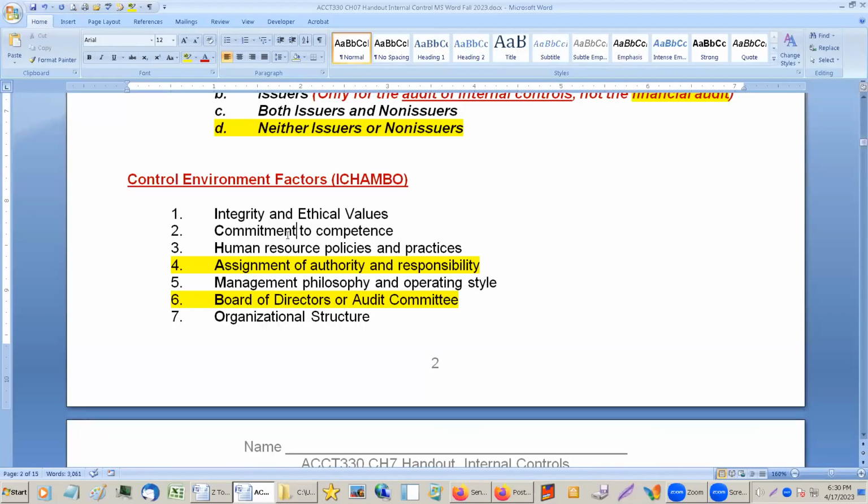Sometimes you'll get that, especially if you have a very strong personality at the top. A lot of times no one's going to challenge them. But sometimes the boards of directors are very active. Sometimes they're very active in getting things done. They take their oversight very seriously. Okay, so anyway, these are the factors, and you remember it by IC Hambo.